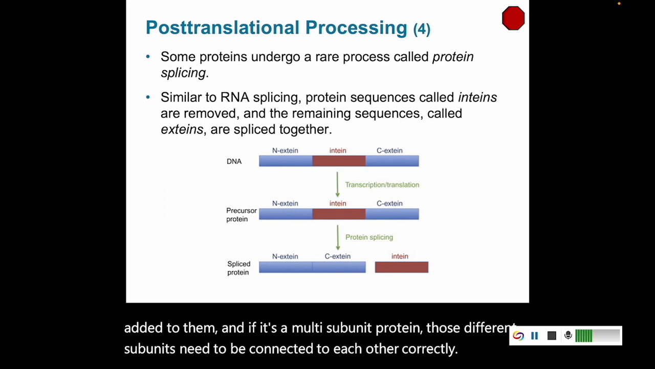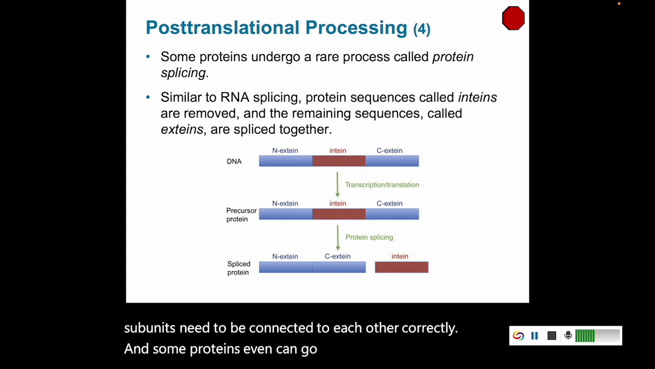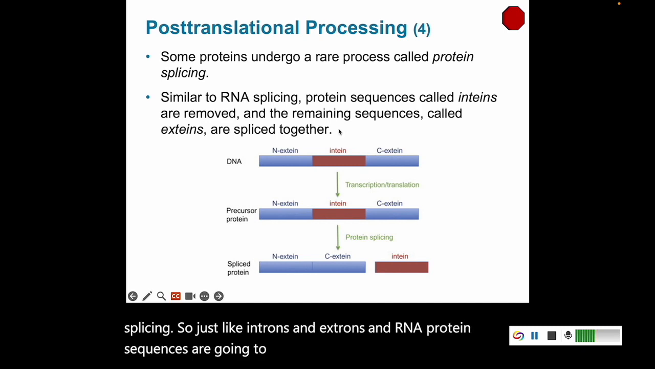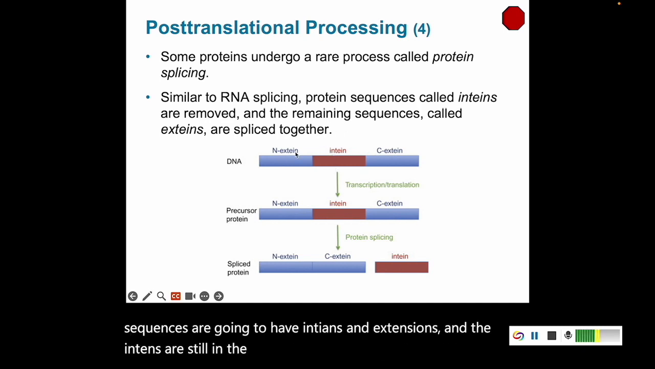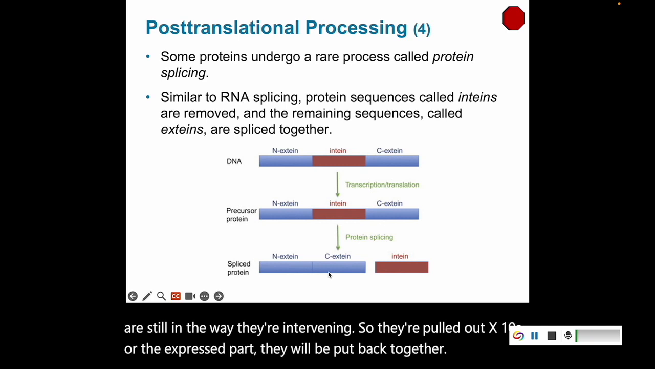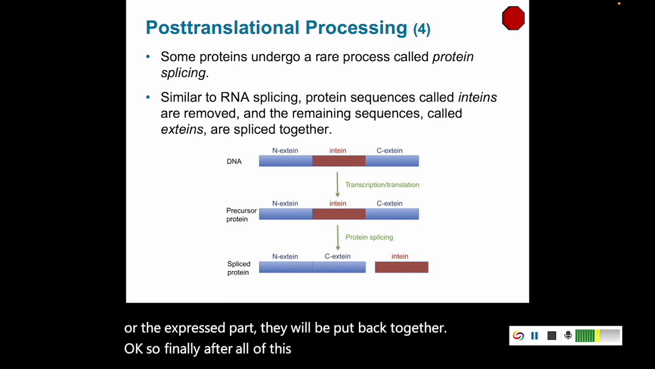And some proteins can even go through something called protein splicing. Just like introns and exons in RNA, protein sequences have inteins and exteins. The inteins are intervening, in the way, so they're pulled out. Exteins are the expressed part, and they are put back together. Okay, so finally, after all of this work, you have proteins that are ready to do their function in the cell.